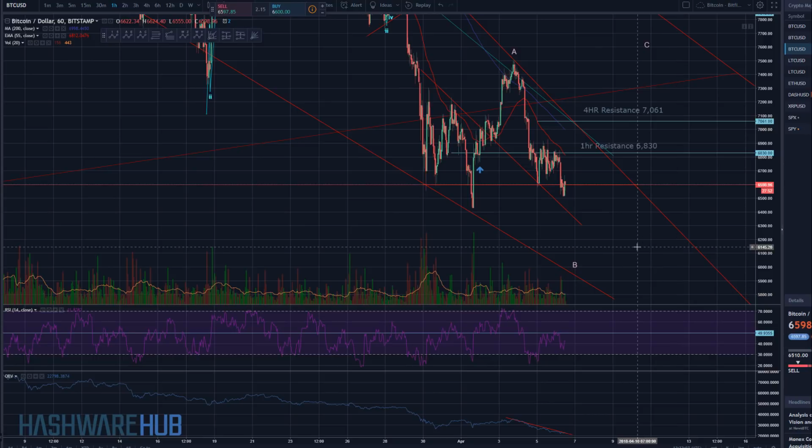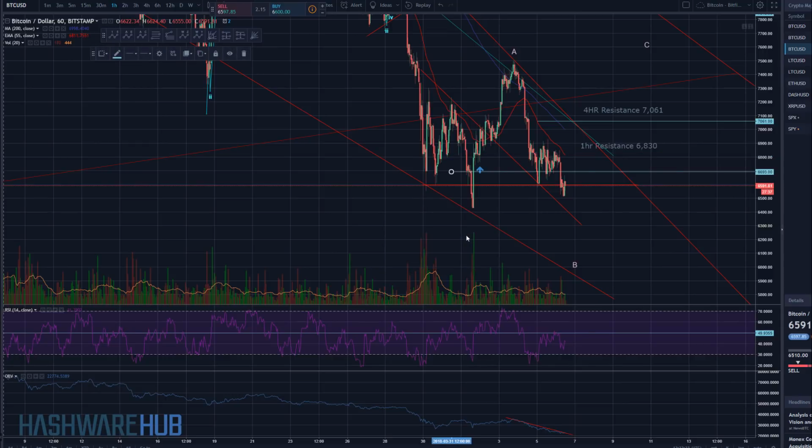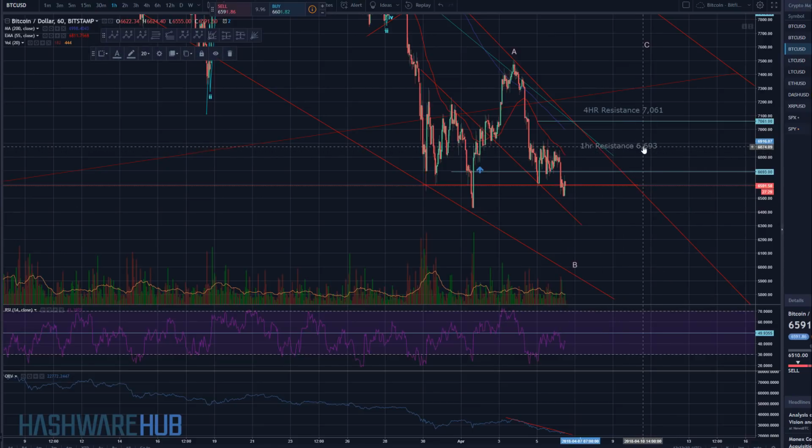Let's update the resistance levels. The 1 hour resistance level is going to turn to $6,693. That makes sense. We had this peak right here, we have the bottom right here, and we draw a trend line almost approximating the two.